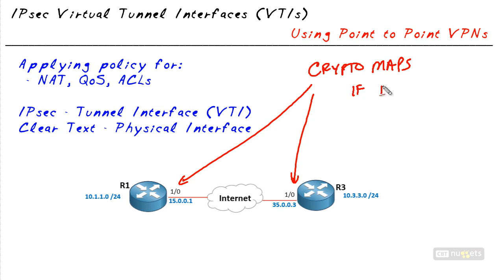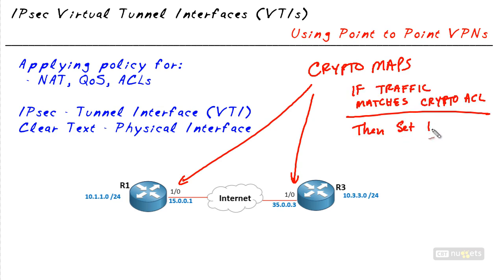If traffic matches the crypto ACL, then set the IPsec transform, specifying a transform set that we'd created, and also set the peer. So in the life of R1, if traffic is trying to be sent out this interface where the crypto map is, if that outbound traffic matches the crypto ACL, then the router says, oh, I need to set my peer to be 35003, which we'd have defined in our crypto map. And with that peer, set up IPsec using the transform set that I've configured. Now, all of this is IKE Phase 2.